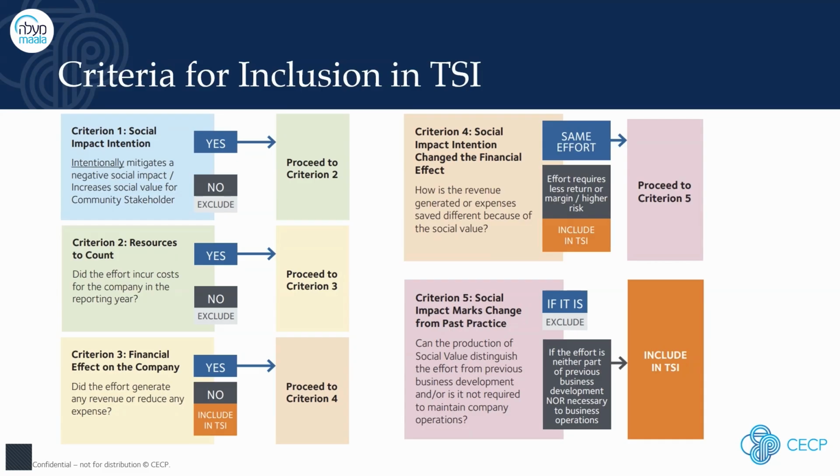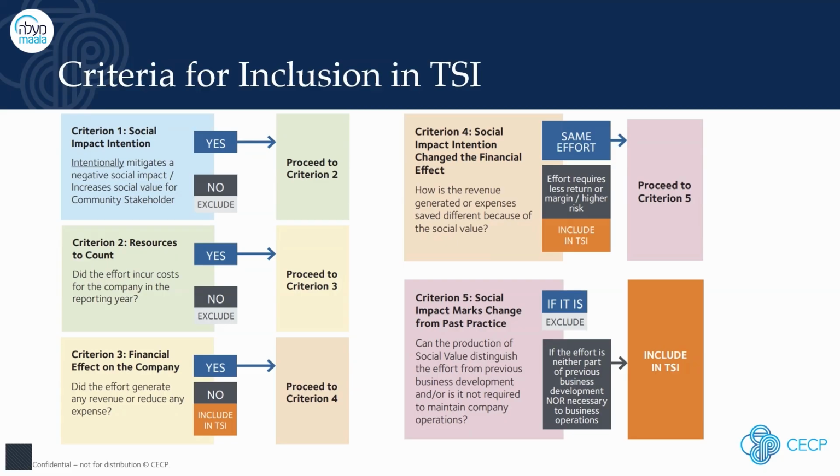This is really that catch-all for things that are different and you feel they're different and they are, again, socially impactful, but maybe they don't hit the other criteria. You have to see if that intervention marks change from a past practice. So, can the production of social value from that initiative distinguish the effort from previous business development, or is it not required to maintain company operations? You don't want something that's necessary for the company to continue or something that's part of previous business development. This has to be something new, something fresh. And if it's not any different, then you want to exclude. But if it is different, then you are going to include it in TSI.